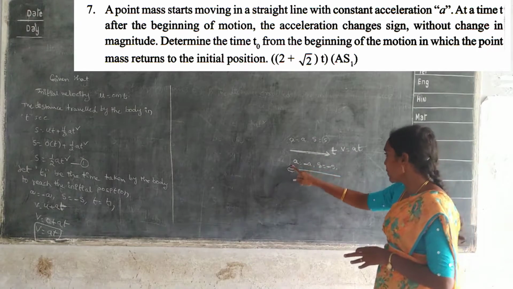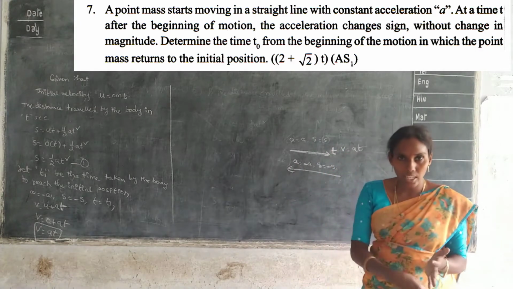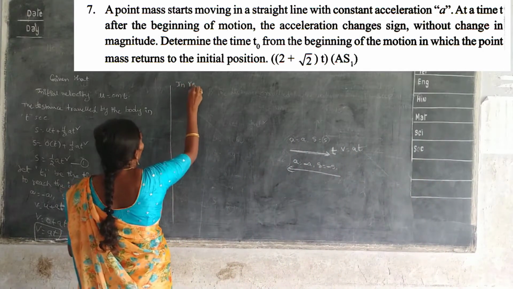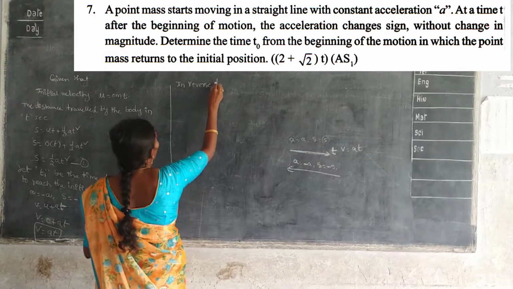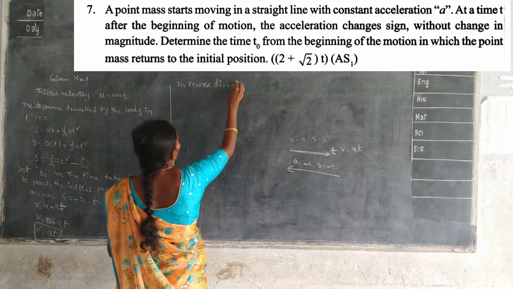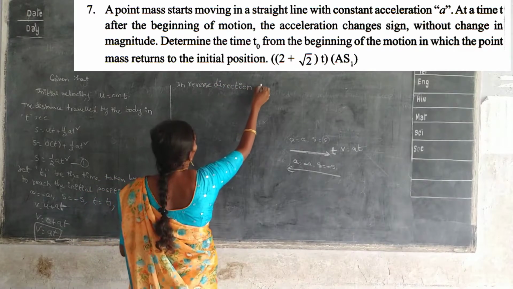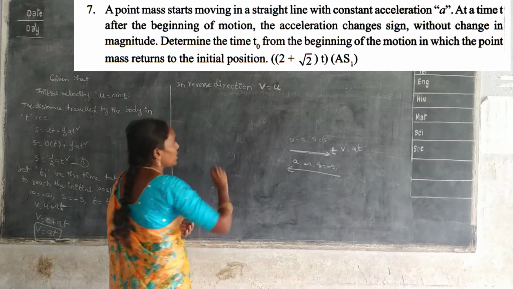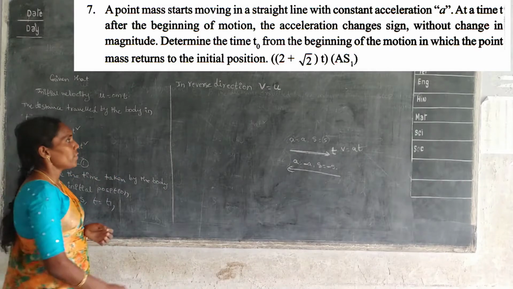In the reverse direction, the final velocity should act as the initial velocity. In reverse direction, final velocity v is equal to initial velocity.